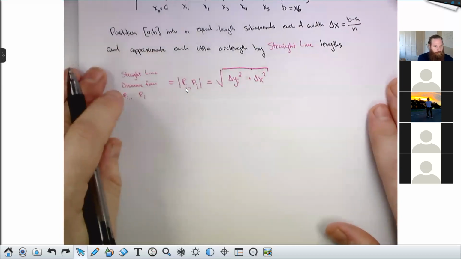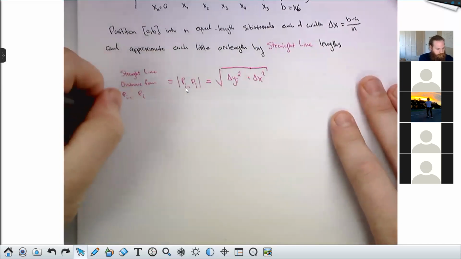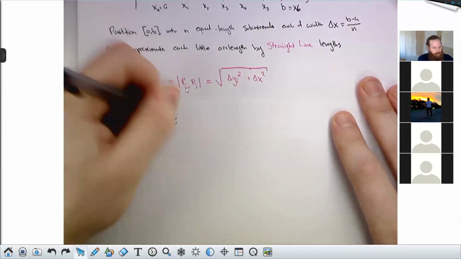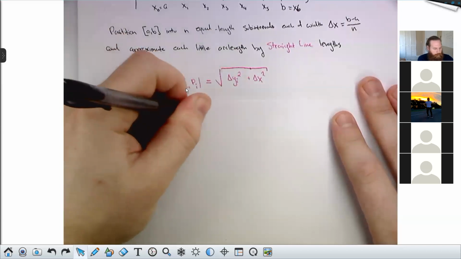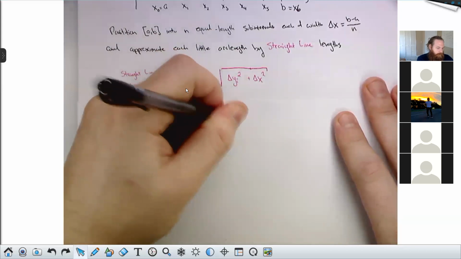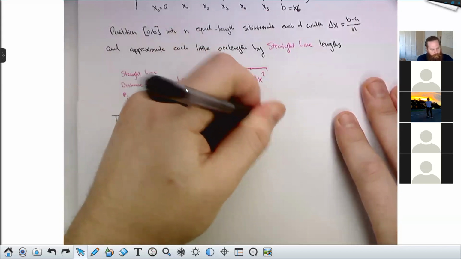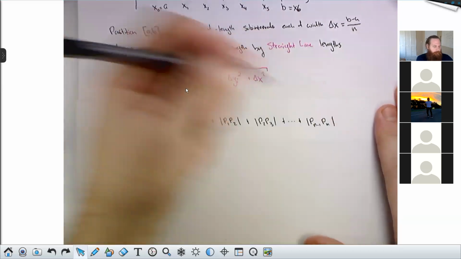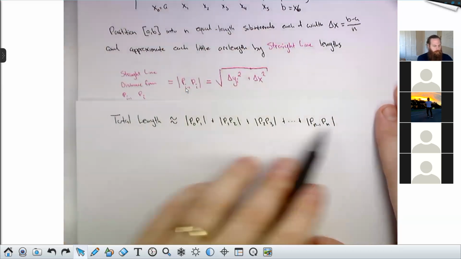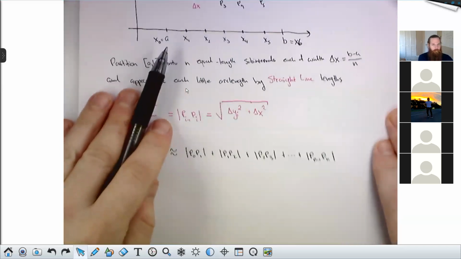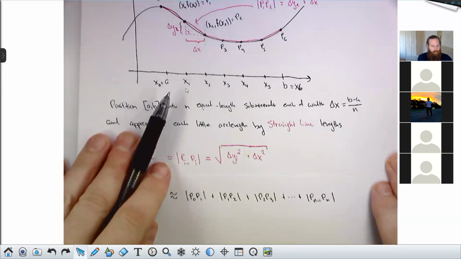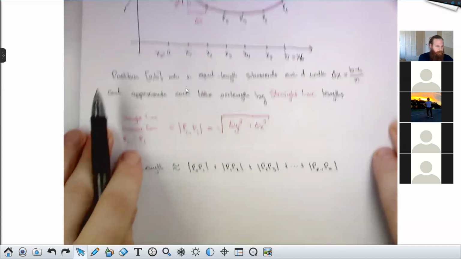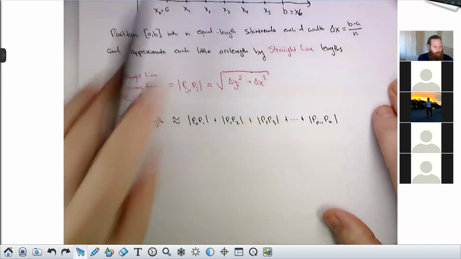I'm going to switch back to black here because I know the pink is a little hard to read. So the total length is approximately the distance from P0 to P1 plus the distance from P1 to P2 plus the distance from P2 to P3, all the way out to the last one, which would be the distance from P(n-1) to P(n). So I add up all the little pink lengths. If you add up all these little straight line lengths, that's pretty close to the length of the curve here. And the more of these little line segments I use, the better it will get.